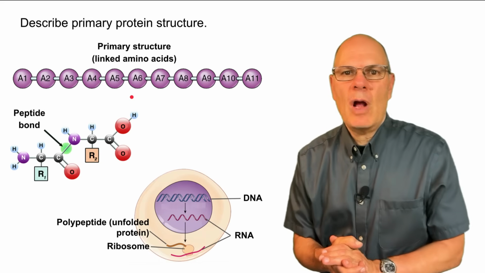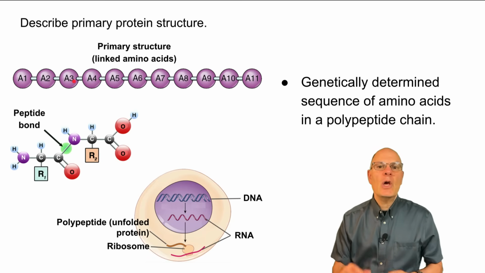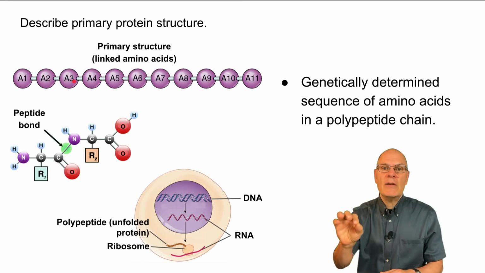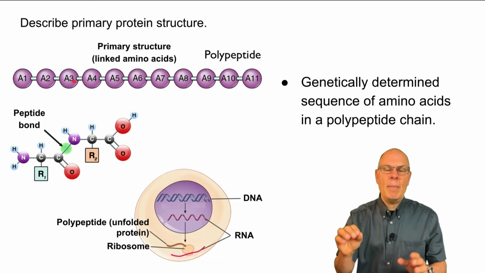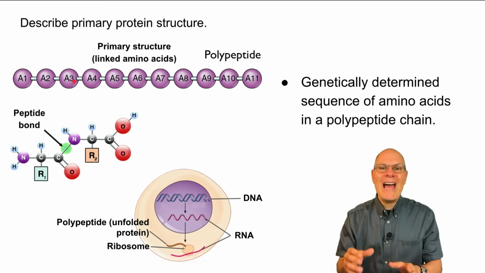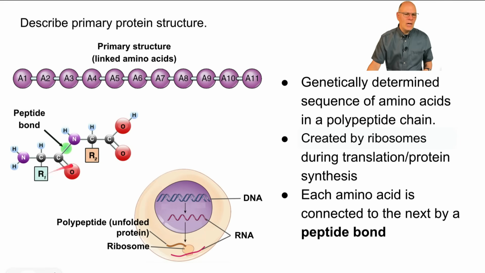Okay, let's talk about primary structure. In this diagram, A1, A2, A3, those all represent different amino acids. So the sequence of amino acids that make up a polypeptide, that's what you call multiple amino acids linked together, that's the primary structure. Proteins aren't really built by enzymes in the way that everything else is. They're built by ribosomes. The amino acid, here's one, here's another one, they're connected to one another by peptide bonds.